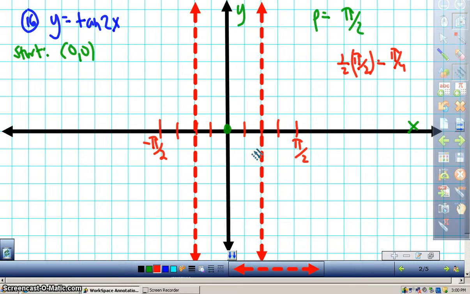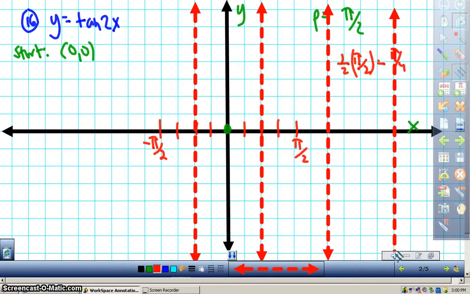So it looks to be every 4 tick marks away, I would just continue to have that pattern just like I had 1, 2, 3, 4, except for the fact that they're not going to be at the same spots.